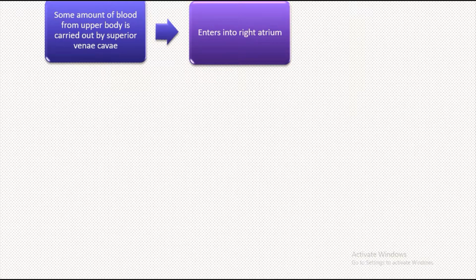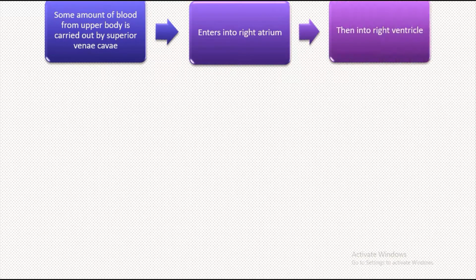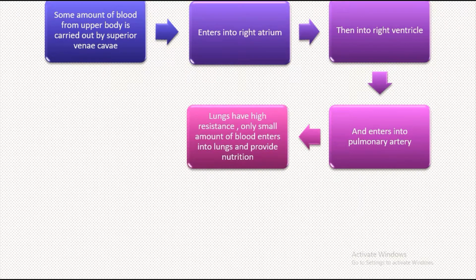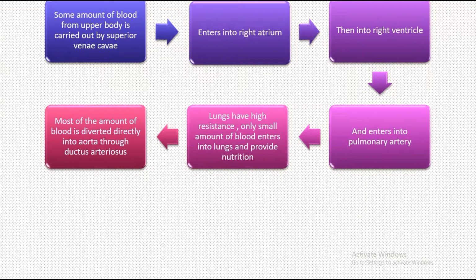And from the right atrium it enters into the right ventricle, then into the pulmonary artery. As the lungs have high resistance, only a small amount of blood goes into the lungs and provides nutrition. Most of the blood is diverted directly into the aorta through the ductus arteriosus. So this is up to the entrance of blood into the aorta.